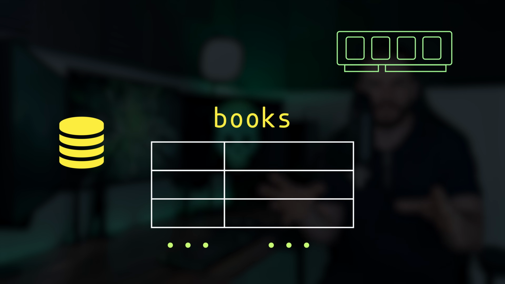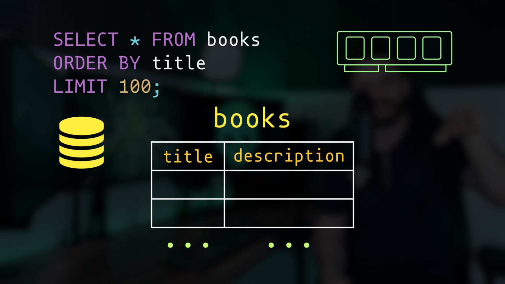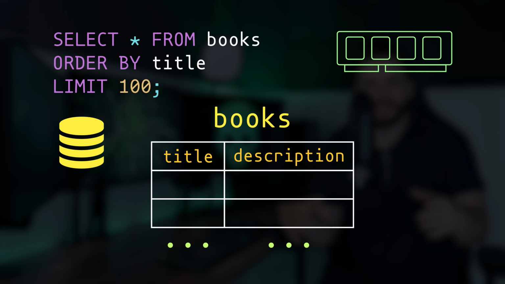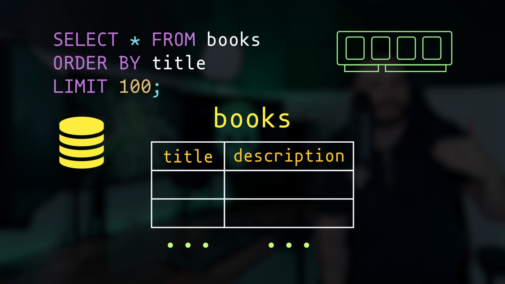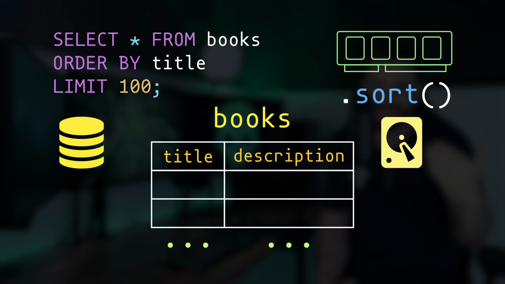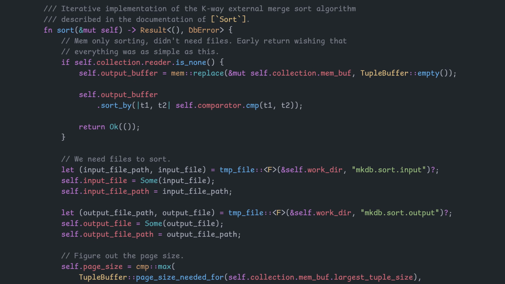Imagine this is a books table and each book has a title and a description. And now let's say the database receives a query that needs to order all the books by title and retrieve the first 100 results. How is the database going to sort all the books? Because it can't just call .sort on some array in memory. It's nowhere near that simple. It has to sort on disk. Well, there are a few algorithms that you can use for this, but I'm going to explain to you the algorithm that I implemented in my database, which is the K-way external merge sort algorithm.